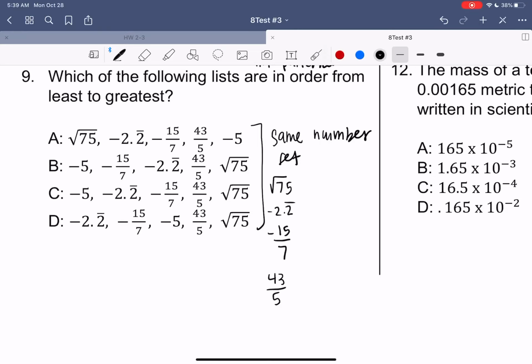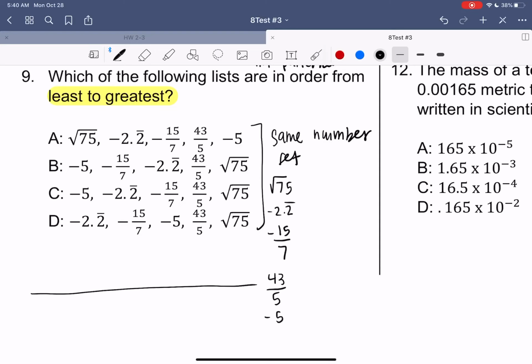43 over 5 and negative 5. So least to greatest, meaning furthest, if they're negative numbers, they're going to be the furthest away from zero. Like if I say I have negative $5 and you have negative $12, you have to determine that even though 12 itself is a bigger number, negative 12 means you actually have less money than me. So with negative numbers, you're going to be the furthest away from zero on the left side.